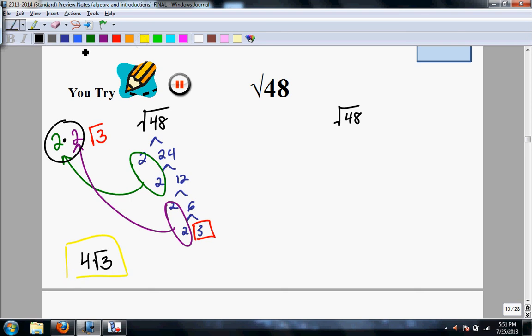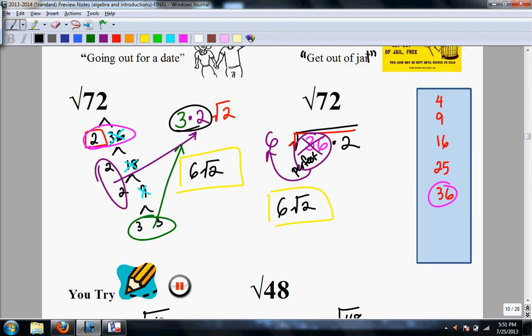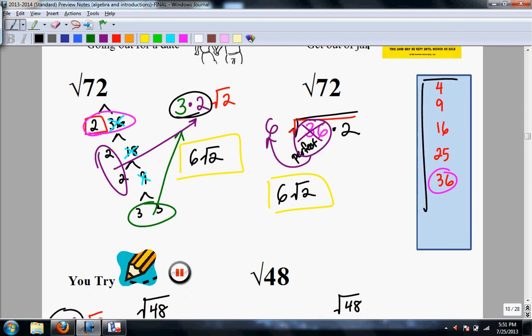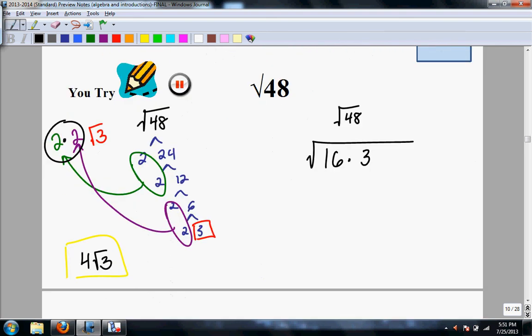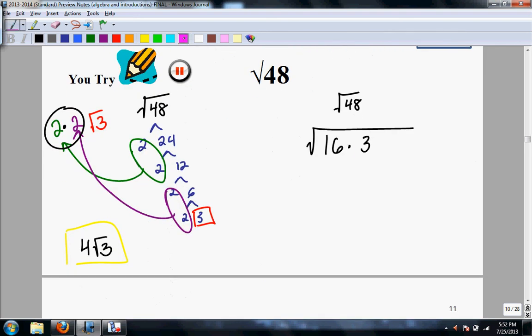On the right-hand side, if I were to factor this, one of them being perfect, I know 16 times 3 goes into 48. So you have to be kind of good being able to recognize your perfect square factors. The storyline is I circled 16. 16 is perfect. It gets paroled, but it must have a change of heart. Same answer, 4 square root 3.